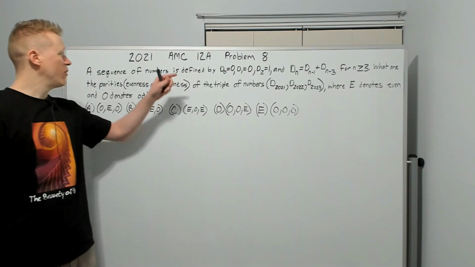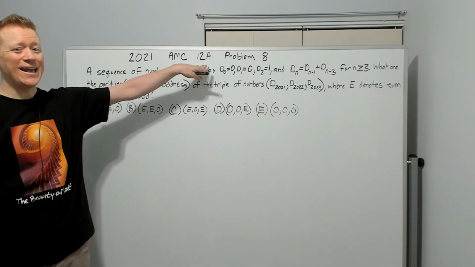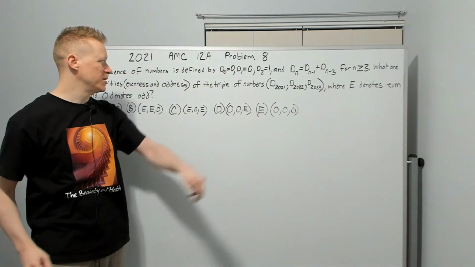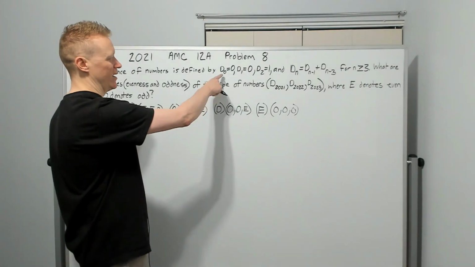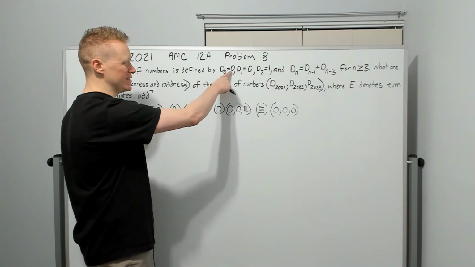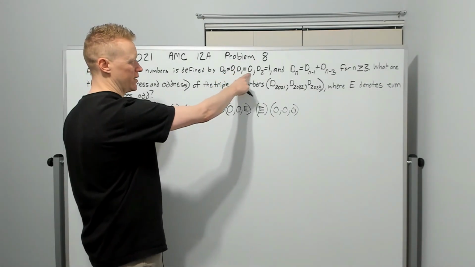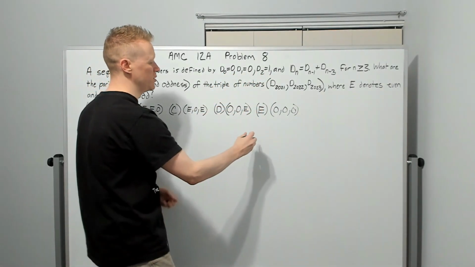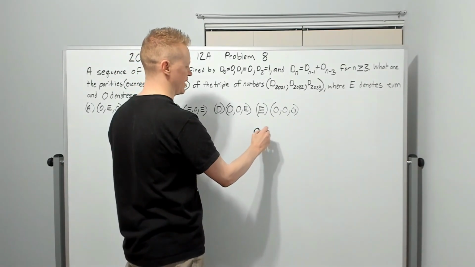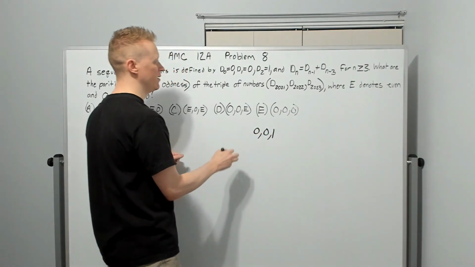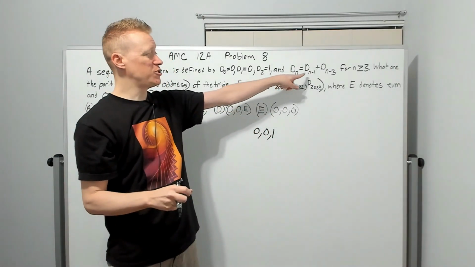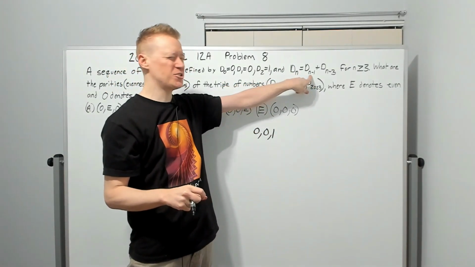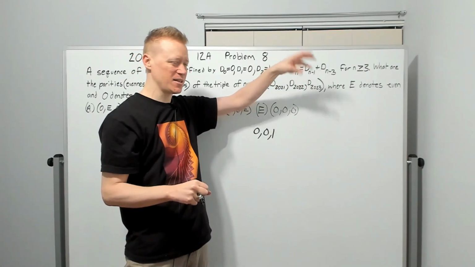All right, and now we're on to the 2021 AMC 12A Problem 8. A sequence of numbers is defined by d sub 0 is 0, d sub 1 is 0, d sub 2 is 1. So let's get this started. We've got 0, 0, 1, okay? And d sub n is equal to the previous term, which is how you should read this. Don't read it as d sub n minus 1.